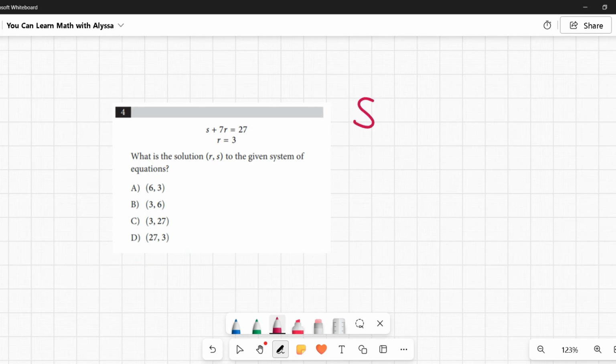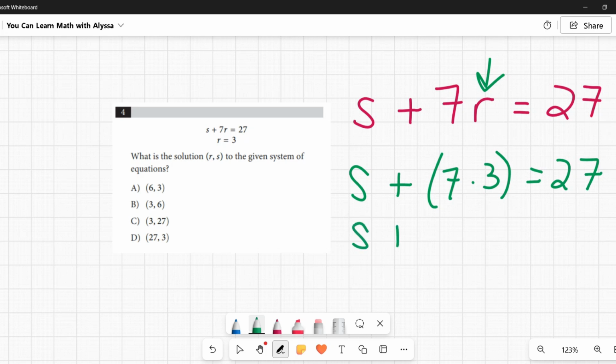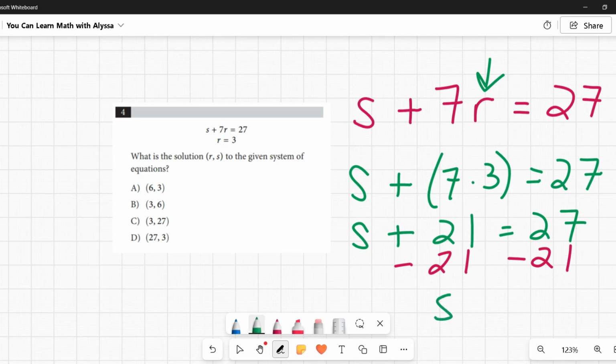All right, so if R equals 3, then I look at that other equation, S plus 7R equals 27. I'm going to plug in a 3 wherever I see an R. So now I have S plus 7 times 3 equals 27. So 7 times 3 is 21. Now to get S by itself, I need to subtract 21 from both sides. 27 minus 21 is 6. So my R is 3 and my S is 6.